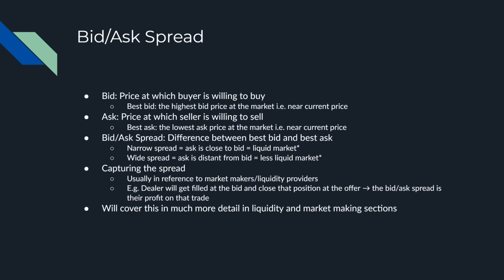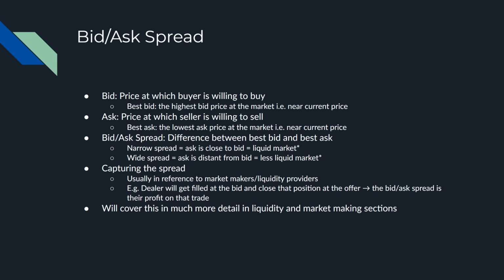Bid-ask spread. The bid is the price at which a buyer is willing to buy, and the ask, or the offer as it's sometimes called, is the price at which a seller is willing to sell. The best bid is the highest bid at the market, which just means near current price and not just anywhere in the order book. And the best ask is the lowest asking price at the market, again near current price, in terms of where market makers are currently quoting.